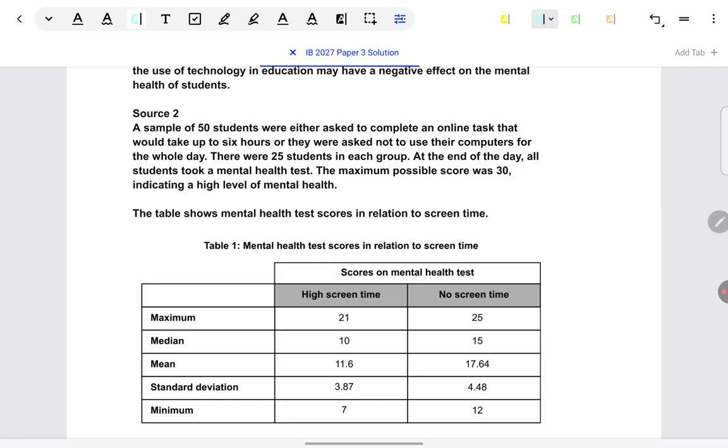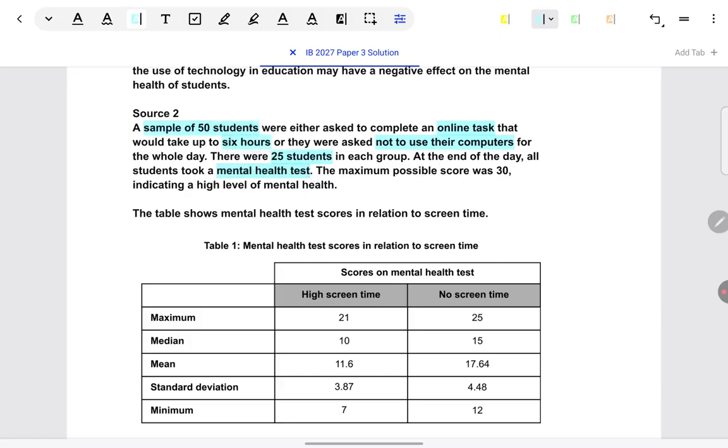There was a sample of 50 students who were asked to complete an online task that could take 6 hours a day, and they were asked not to use their computers, meaning they had to focus only on the task, with no other tasks allowed. 25 students were in a group who had to do this 6 hours of work, and then there was a control group of 25 students.